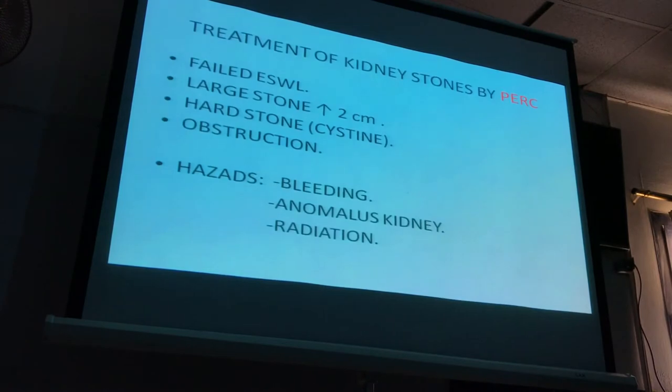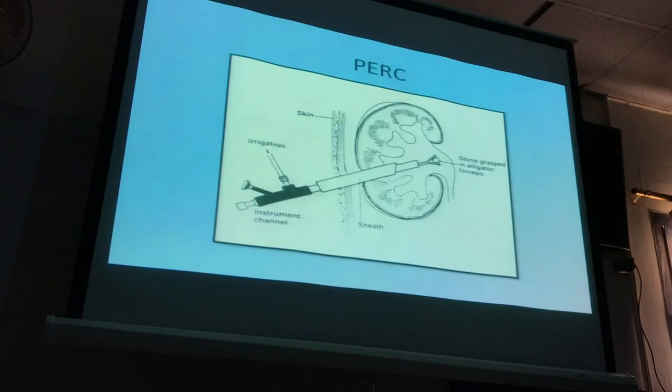The percutaneous nephrolithotomy is used if shockwave lithotripsy failed, for a large stone more than 2 centimeters, or a very hard stone that you cannot break with shockwave lithotripsy, or if there is an obstruction. With the percutaneous approach, you will enter the body through an opening in the renal angle, then you will introduce your scope and you will remove the stone from the renal pelvis or the caliceal system. Complications may be bleeding, injury to the kidney, or radiation.